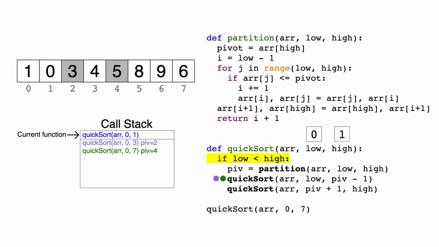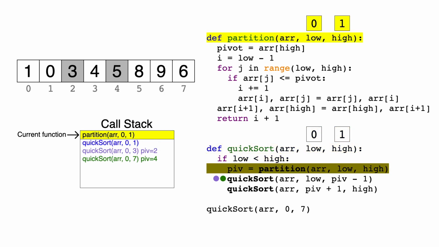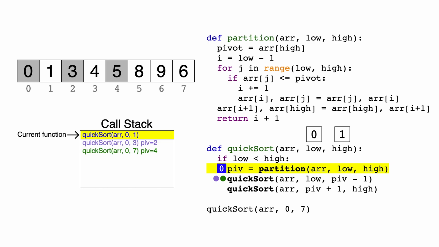0 is less than 1, so let's call partition with 0 and 1 as the low and high bounds. The pivot will be 0, and there's only one comparison to make. 1 is greater than 0, so we just skip to the final swap. i plus 1 equals 0, so we'll swap the 0th element and the first element and return 0. Piv equals 0, so that means the next recursive call will pass in 0 and -1 as the low and high bounds.